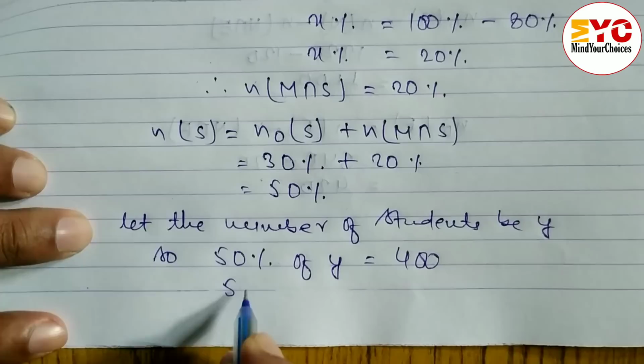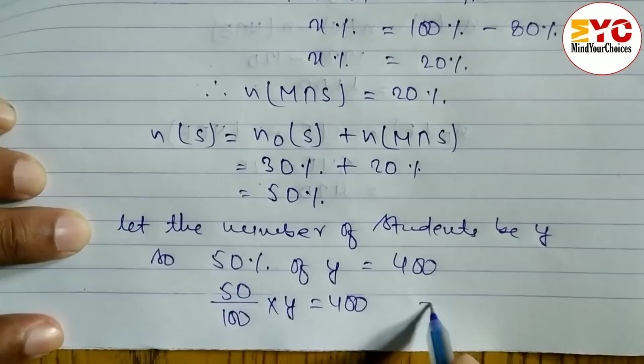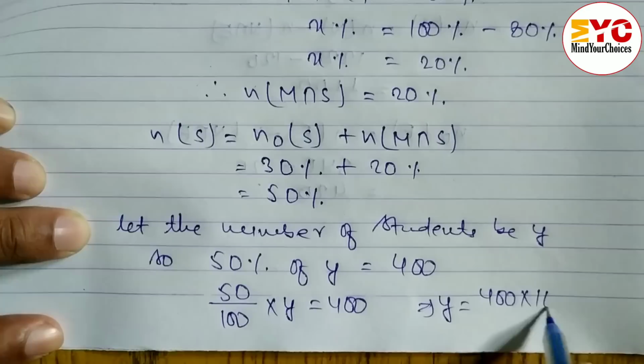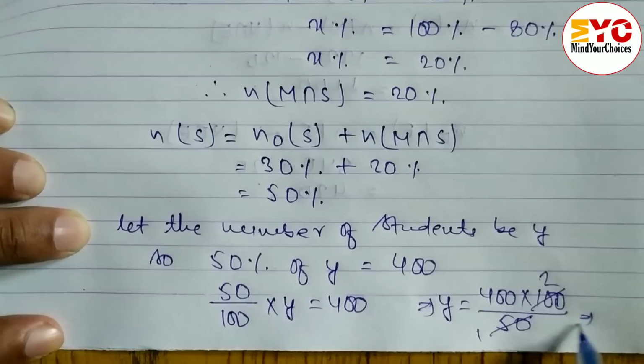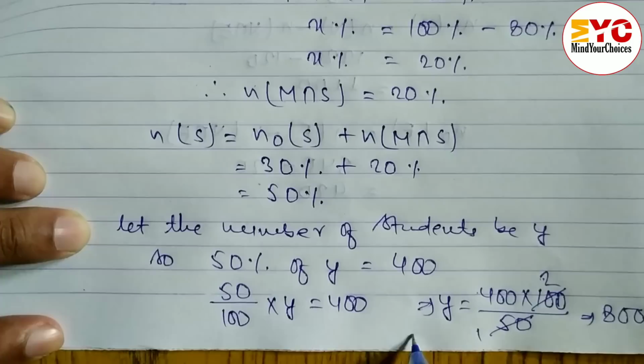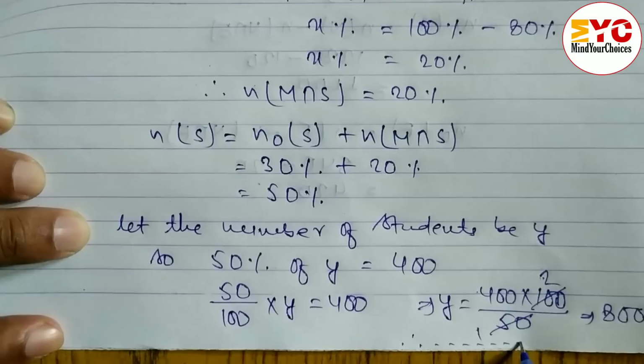Now when we calculate, we get the total number of students from here. 50 by 100 into y is equal to 400. After this, y is equal to 400 into 100 by 50. 50 ones are 50, 50 twos are 100. Therefore, 4 twos are 8, so 800. Therefore, at last we have to write down: the total number of students is 800. You can write it down there. At last, the total number of students is 800.